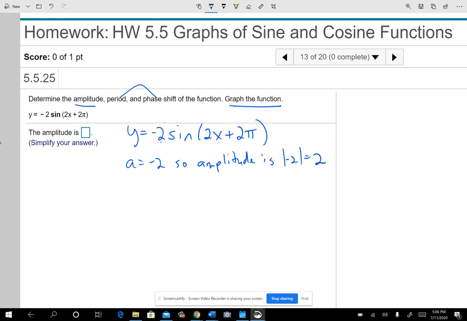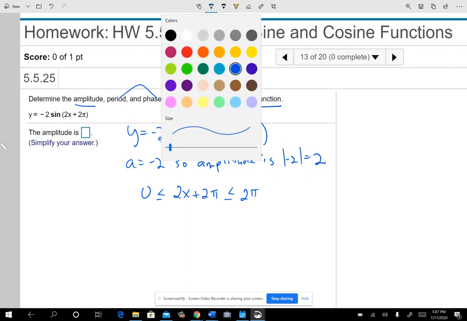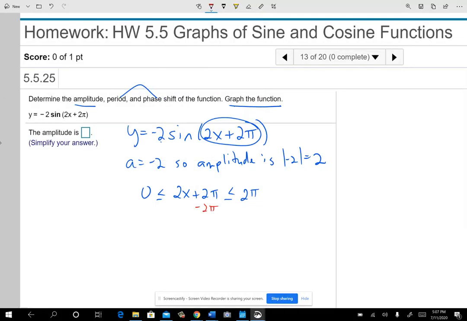Now, period and phase shift we get from here. The way we've been doing it, which makes it a whole lot easier, is to set up the inequality. You know the period for sine is 2π, and between 0 and 2π we get a full cycle. So we're going to adjust that and see what happens. We solve this inequality by subtracting 2π, and we wind up with -2π ≤ 2x ≤ 0.